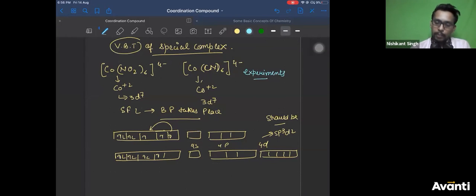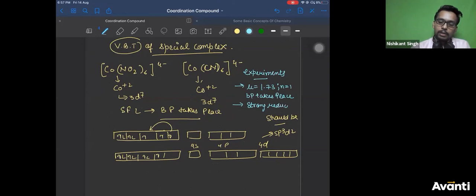Experiments gave us 2 pieces of information. One, its magnetic moment was 1.73. That means how many unpaired electrons? 1 unpaired electron. What does it mean? It means back pairing takes place. First information. What is the second information we got from experiments? The second information was it acted as a strong reducing agent.